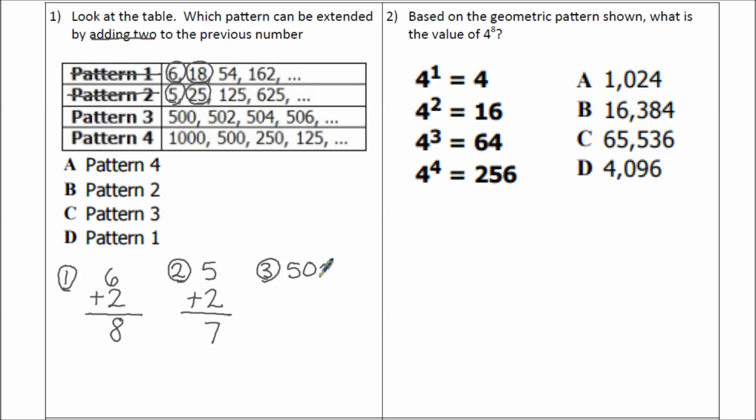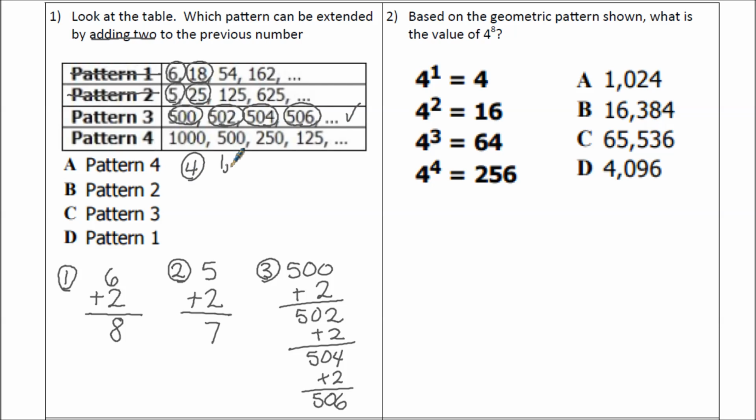For pattern 3, we're going to start with 500, and then we're going to add 2, and we get 502. So 500 and then 502. So far, pattern number 3 works. Let's keep going. Plus 2 more gives us 504, which works again, and then plus 2 more, we get 506. So pattern 3 looks like this works. Let's double check to make sure that pattern 4 doesn't work either. 1000 plus 2 is 1002, and it goes from 1000 to 500. So we're not adding 2 for pattern number 4. So pattern number 3 is C.